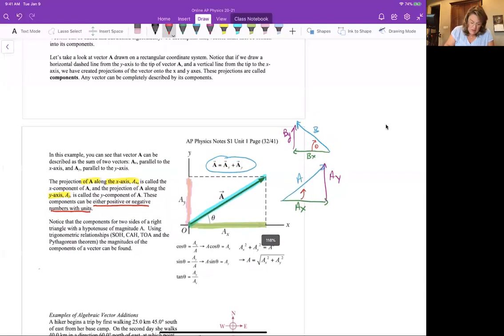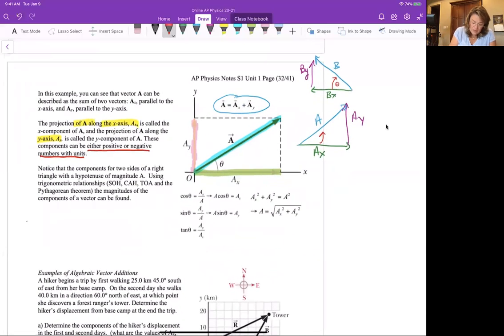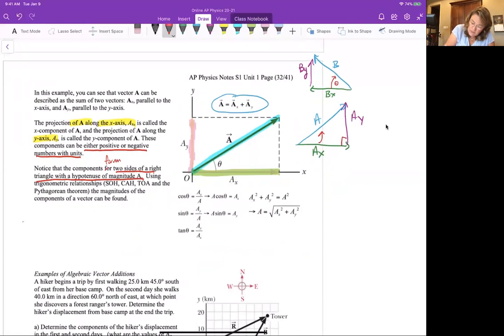Okay, all right. So notice that the components form two sides of a right triangle with a hypotenuse of magnitude A. This is a right triangle.